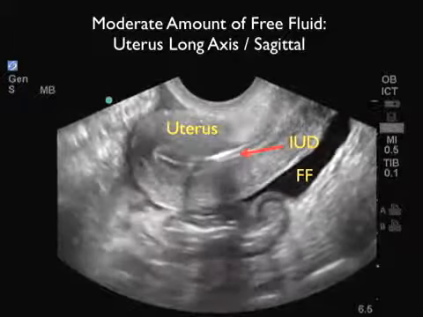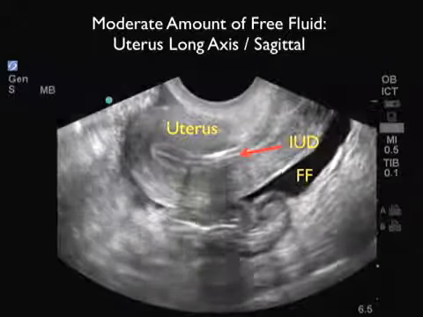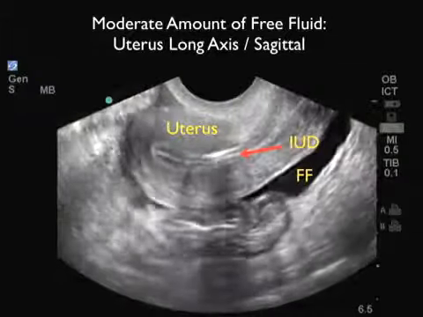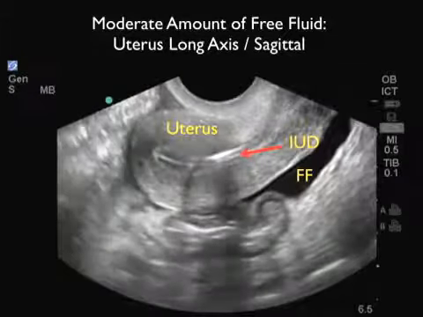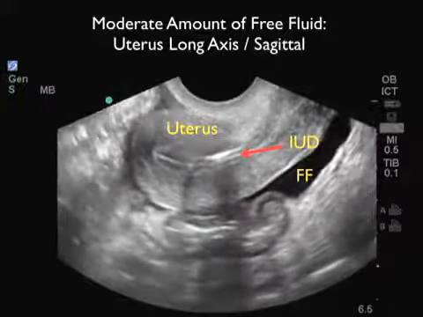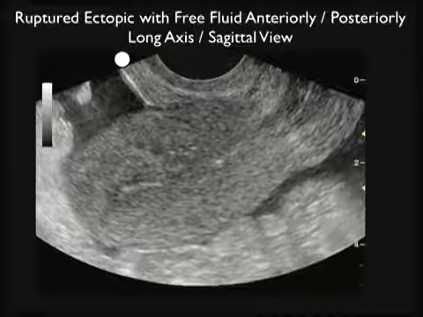So unfortunately, this patient had a ruptured ectopic pregnancy, and all that free fluid is blood tracking into the pelvic cul-de-sac. So a moderate to large amount of free fluid in that patient with a ruptured ectopic pregnancy. Here's another patient who had a ruptured ectopic pregnancy.